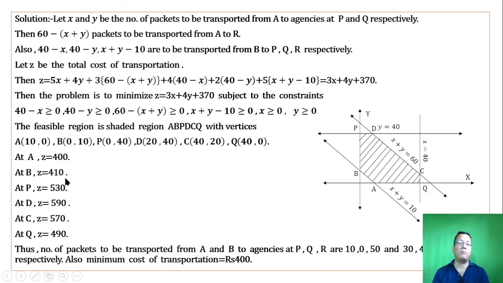Thus, the minimum is 400. Number of packets to be transported from A to B to agencies P, Q, R.